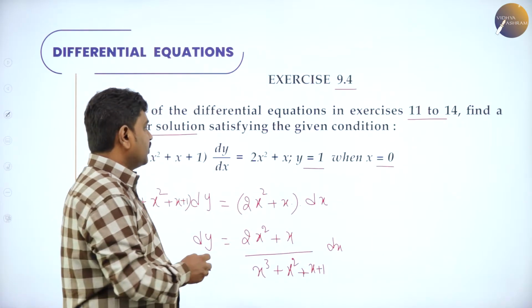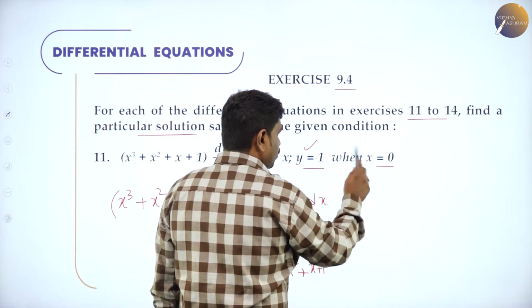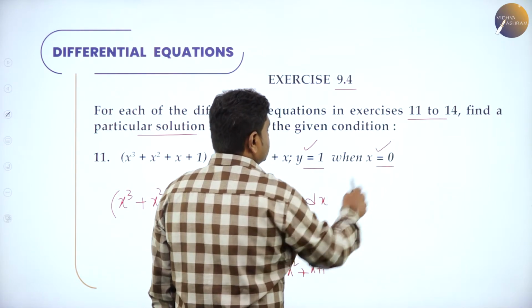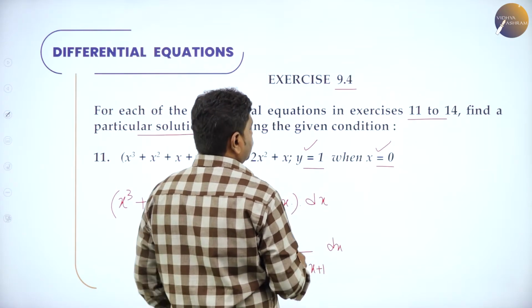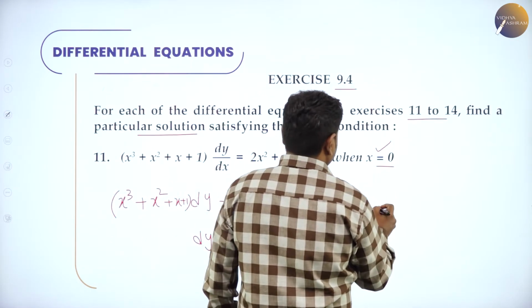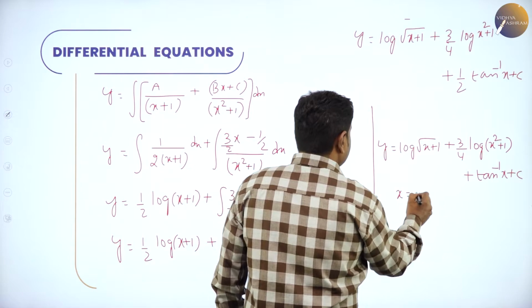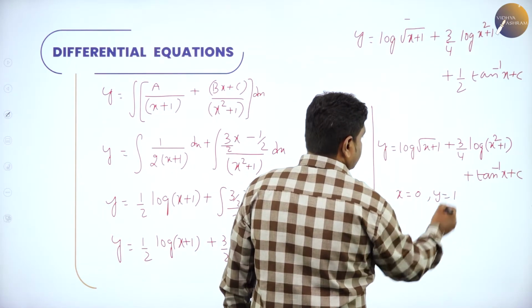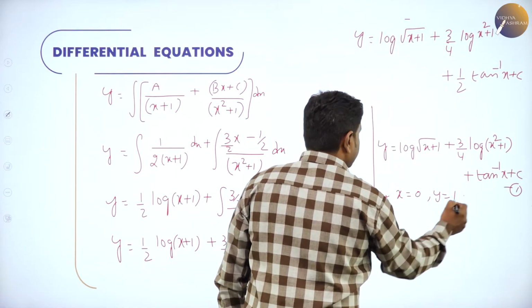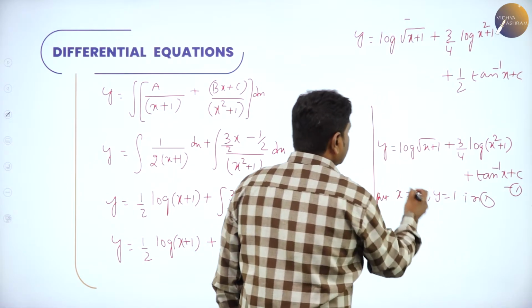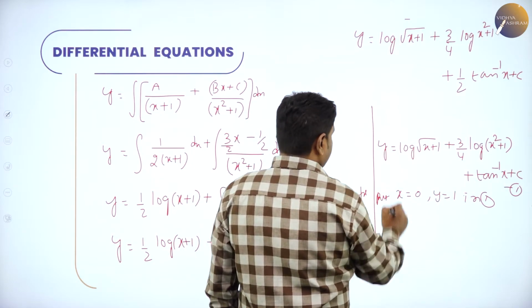In order to find c, they give that when y is 1, x is 0. In the place of y put 1, in the place of x put 0, in equation 1. This is given in the problem.